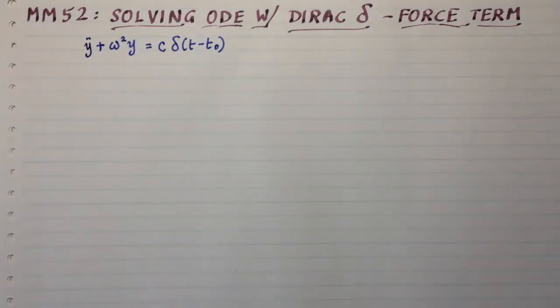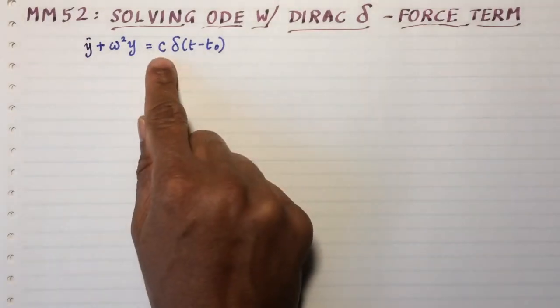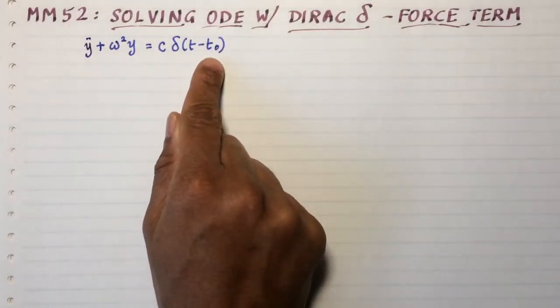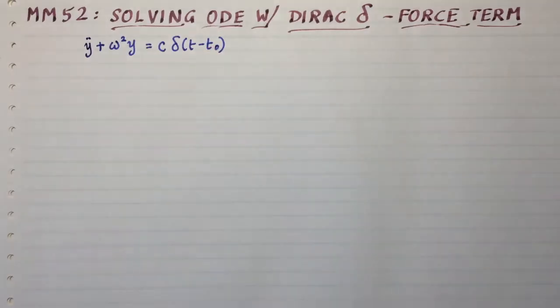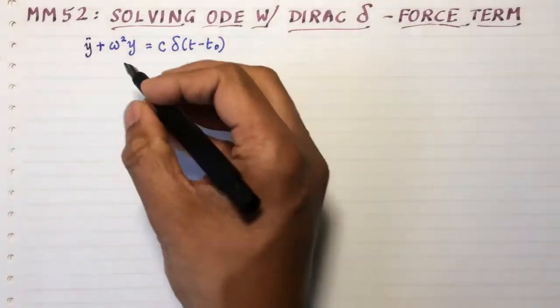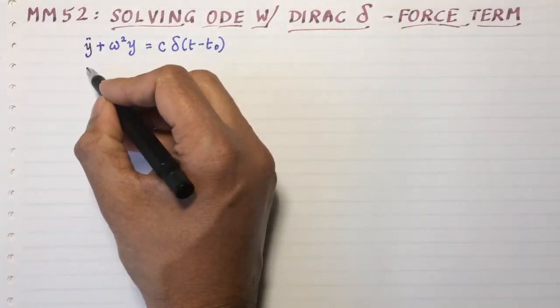What happens next? C is the degree to which you kick it, and T0 is the time when you apply the kick. Alright, so how would something like this be solved? First of all, we use the method of Laplace transforms.